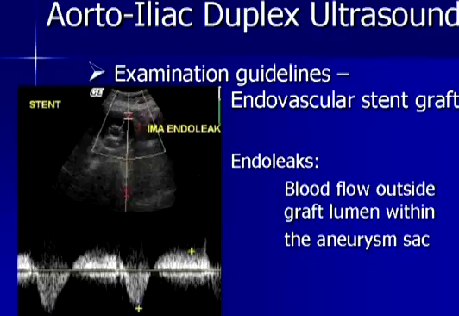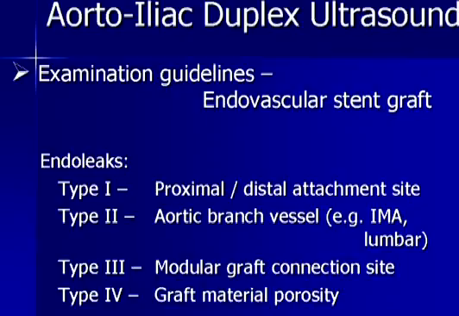You are then going to spend a great deal of time in this post-interventional evaluation looking for the presence of endoleaks. This is blood flow outside the graft lumen but still contained within the aneurysm sac. They come in four basic types. The type 1 endoleak is an endoleak associated with either incomplete attachment at the proximal or the distal attachment site of the stent graft itself. A type 2 endoleak is associated with aortic branch vessels, such as the inferior mesenteric artery or lumbar arteries, in which those vessels have stayed patent and there's retrograde flow from those vessels into the aneurysm sac.